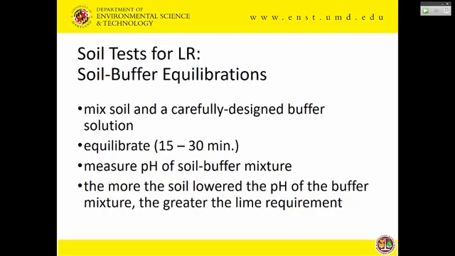And then they measure the pH in the soil buffer mixture. Essentially, the buffer, depending upon which one you're using, is made at a certain level. And to the extent your soil reduces the pH of the buffer, they have equations that allow you to determine how much lime you should apply. And that's why there's either a lookup table or an equation that allows you to get from the pH in the buffer to the lime requirement.